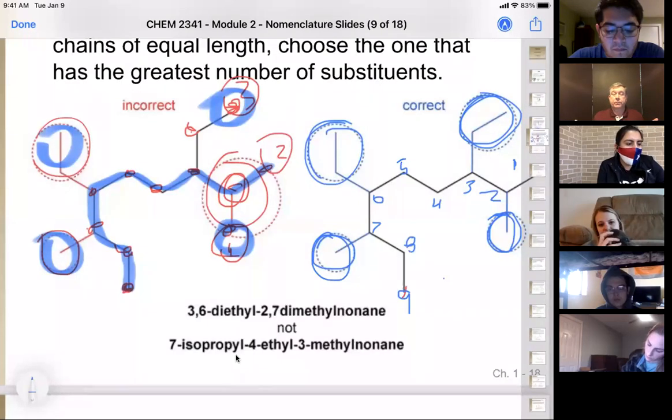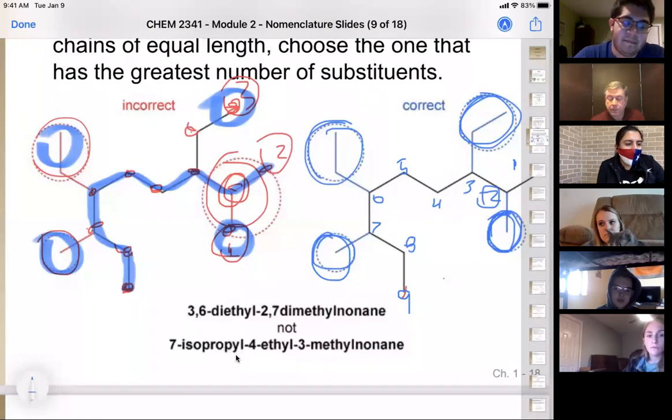Which one do we put first in our name? Remember, we drop the di, tri, and tetra, and we just look at the substituent itself. Ethyl comes before methyl alphabetically, so we're going to start labeling our ethyls first. Okay, so remember, this position, this number 2, is identifying that substituent as the first substituent we encountered. So when we number our ethyl groups, we have 3 ethyl, 6 ethyl. So we're going to have 3, 6 dash diethyl.